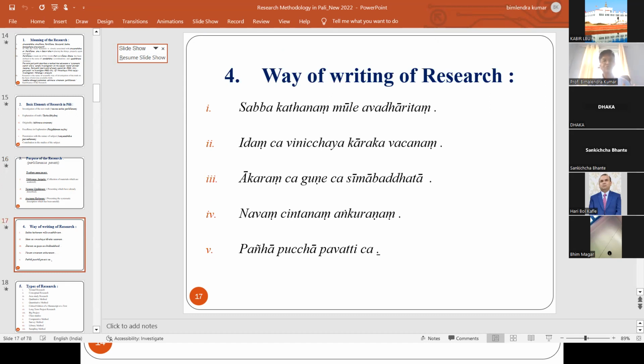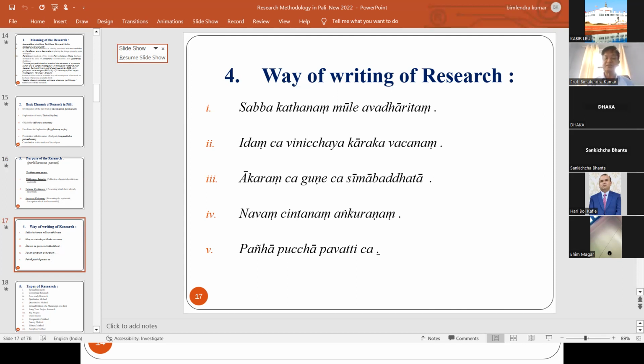Then, how does a research scholar have to start the writing of his research? There are five things which are related to the way of writing in our research. We will discuss them in different manners after understanding all the types of research in a very detailed manner. After this, we will discuss what the types of research are. But here, how you have to start your writing in your research.